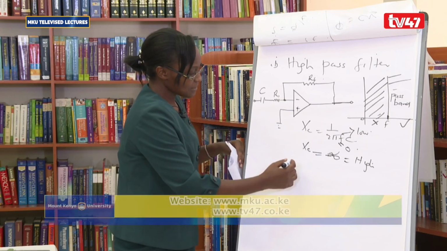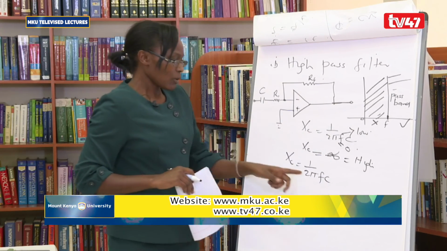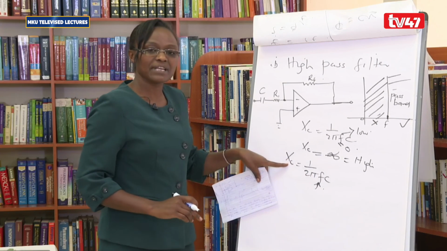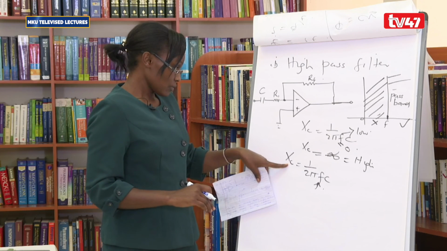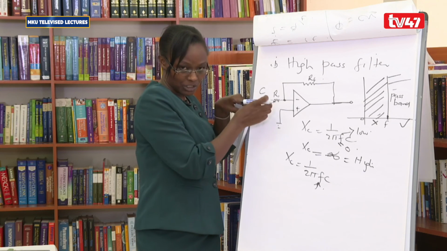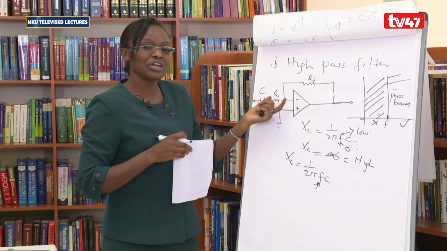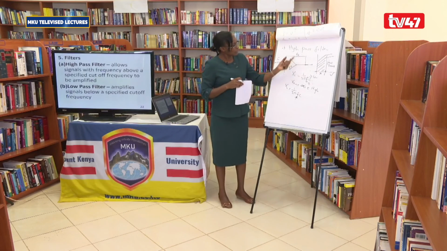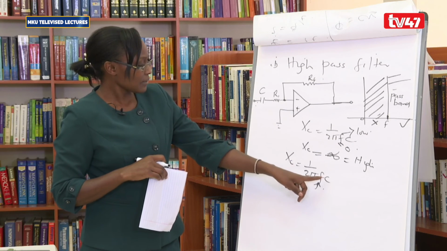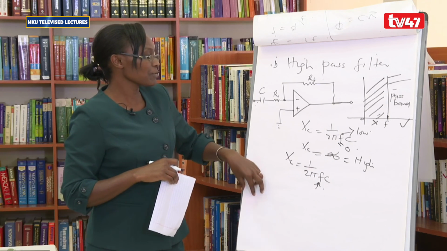Now with high frequencies, XC again, you can say it's 1/2 pi FC. With high frequencies, if F is high, it means that capacitive reactance XC is low. So if XC is low, then it acts as a short, and it will allow those frequencies to pass, and the circuit will behave like a normal inverting amplifier. So that's how the high pass filter will allow signals of high frequency, but attenuate or reject signals with low frequencies.